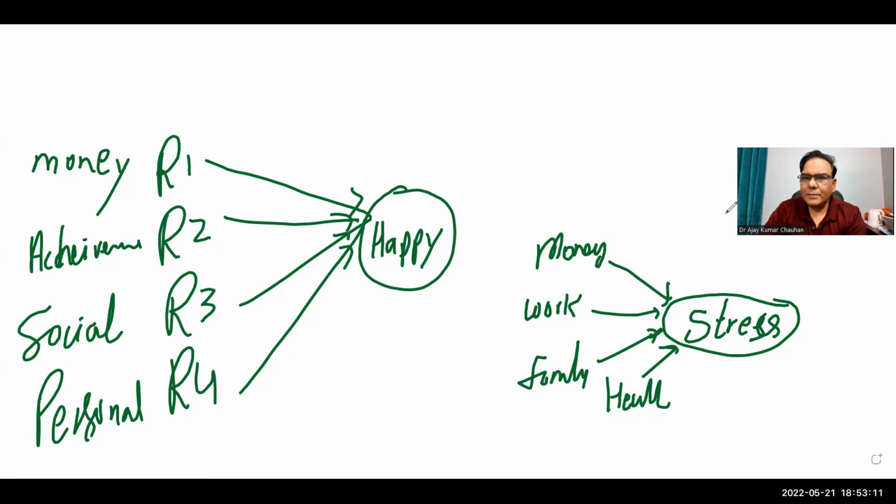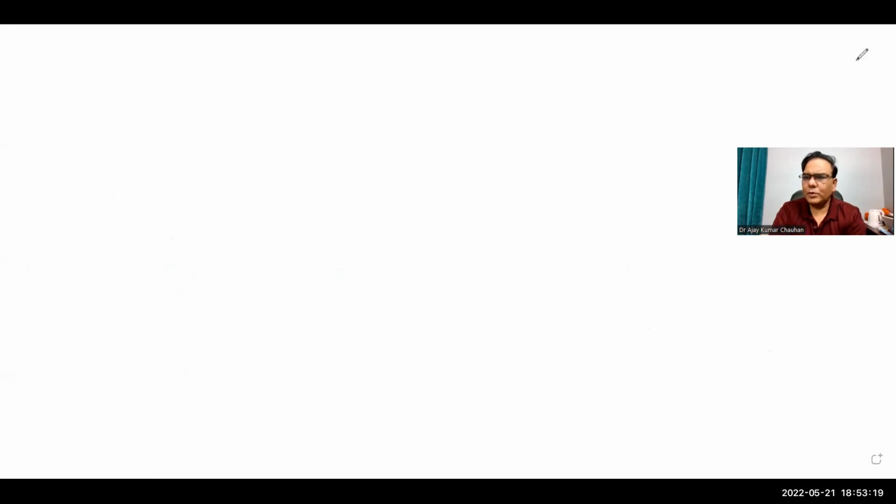Now, I am telling you some of the formative constructs which I have actually seen in research. The most popular formative construct I have seen is financial literacy.